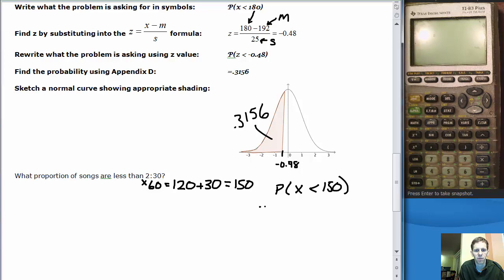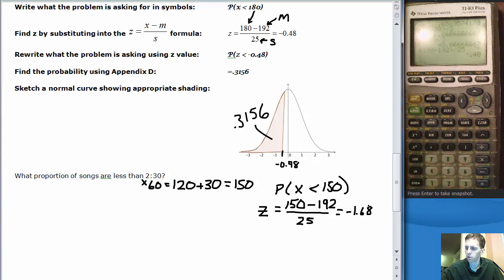In our second step, we find z by substituting into the formula. Remember, it's always this number, this 150 in this case, that we're going to use first. The mean is still 192 seconds. That's the average. We're still dividing by 25, which is the standard deviation. And when you crunch this out, you get negative 1.68. On your calculator, don't forget to put parentheses around your numerator. So 150 minus 192 in parentheses, and then divide that by 25.